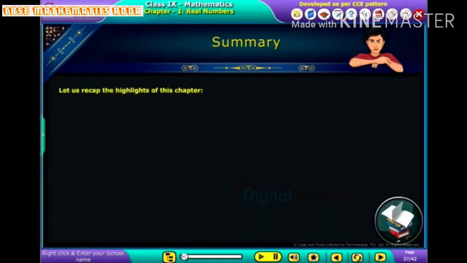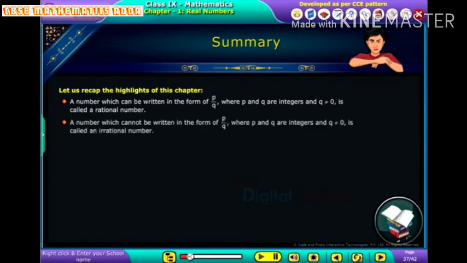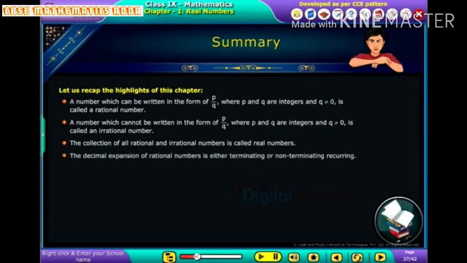Summary. Let us recap the highlights of this chapter. A number which can be written in the form p by q, where p and q are integers and q not equal to 0, is called a rational number. A number which cannot be written in the form p by q, where p and q are integers and q not equal to 0, is called an irrational number. The collection of all rational and irrational numbers is called real numbers. The decimal expansion of rational numbers is either terminating or non-terminating recurring. The decimal expansion of irrational numbers is non-terminating and non-recurring.